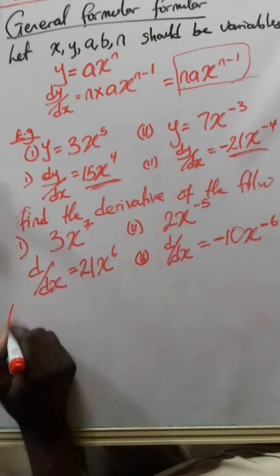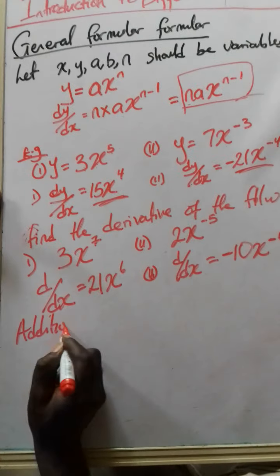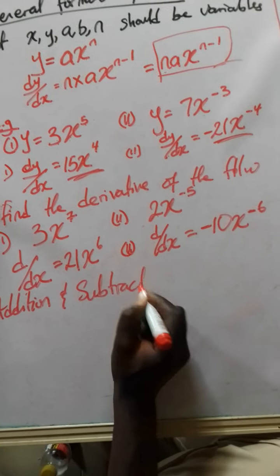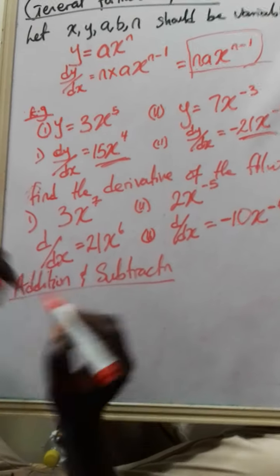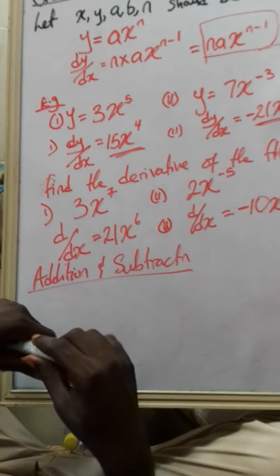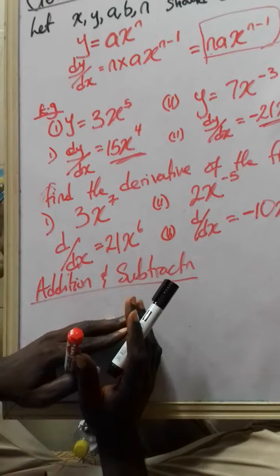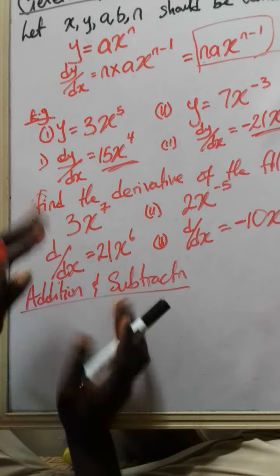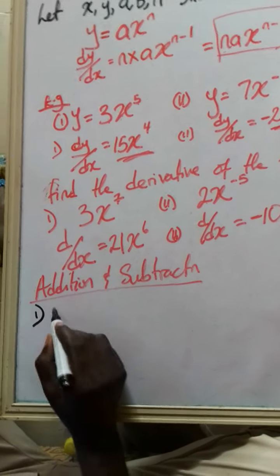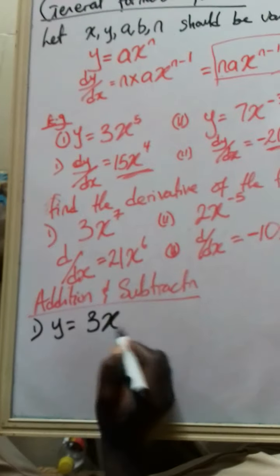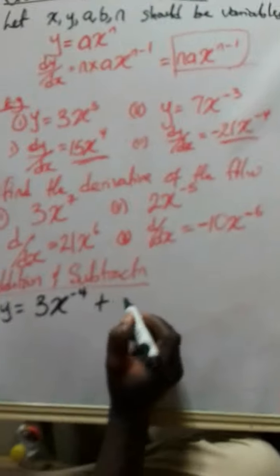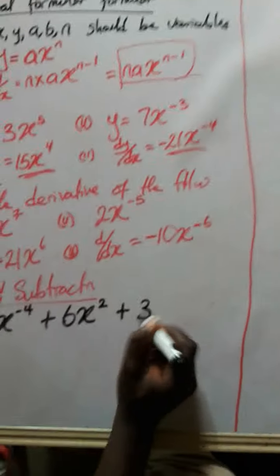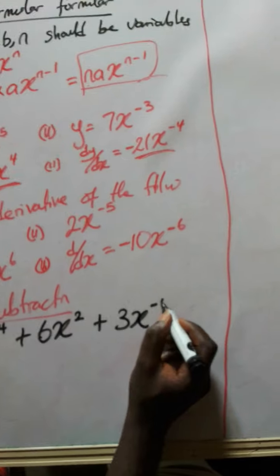So let us move to the addition and subtraction of differential calculus. Now, the addition and subtraction in differential calculus is just the addition of the individual derivatives given. For instance, you can be given y equals 3x raised to power minus 4 plus 6x raised to power 2 plus 3x raised to power minus 4.